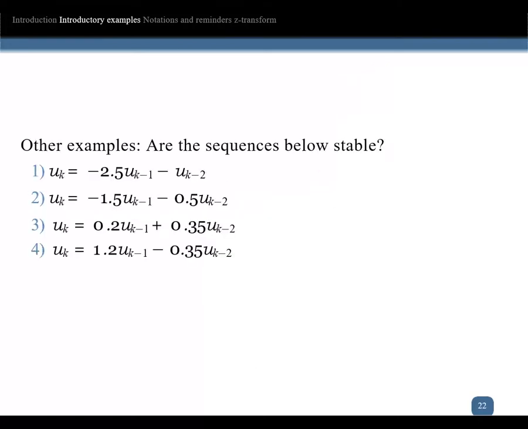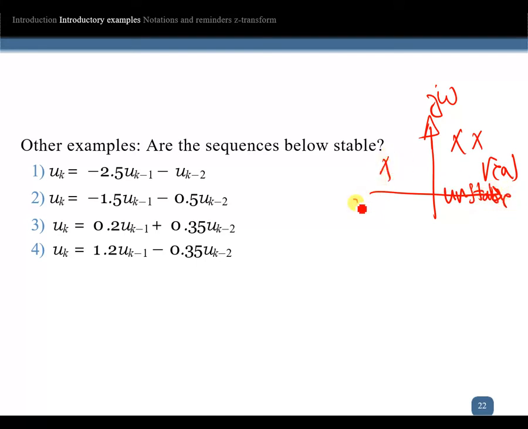Next slide. Here I give you some examples: whether the sequences below are stable or not. If you remember, for stability in the S-plane, here is the j omega axis, here is the real axis. Any pole to the right of the S-plane makes the system unstable.